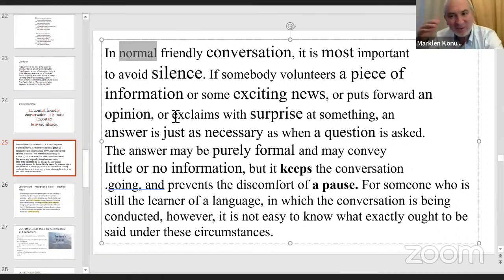Normal friendly. So normal becomes a separate word. Normal friendly conversation, tsmost becomes a separate phonetic word. Tsmost. Not it is most. But tsmost. And you should teach your hearing, your perception, to perceive these phonetic words separately.